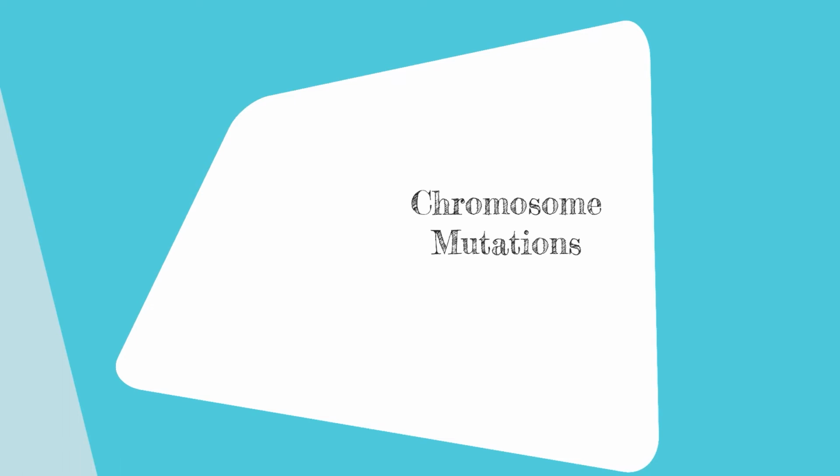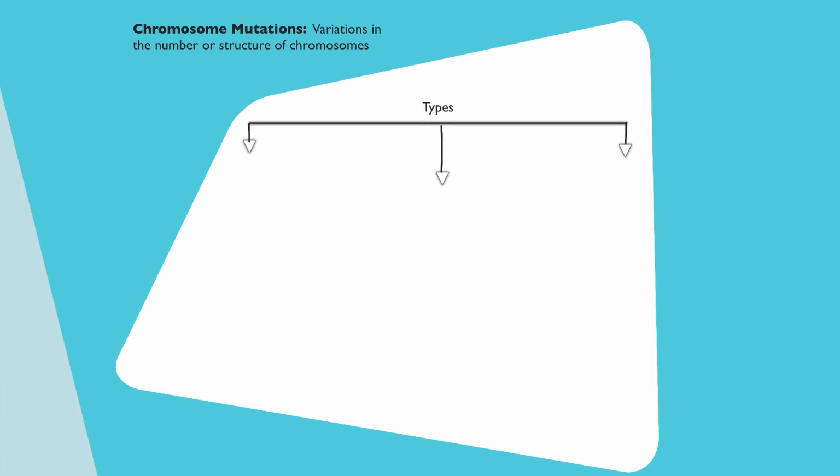Hey guys, so today we are going to try to understand chromosome mutations, what the various types are, and how they function. So, what is a chromosome mutation in the first place? Basically speaking, chromosome mutation stands for variations in the number of chromosomes or the structure of chromosomes.